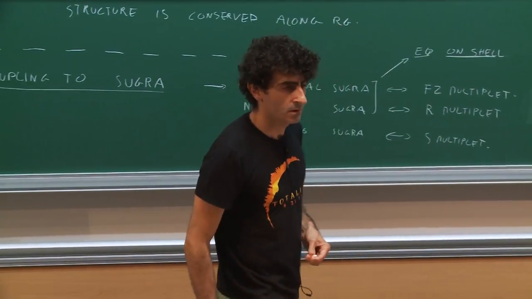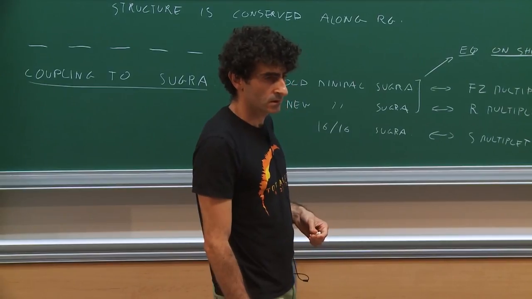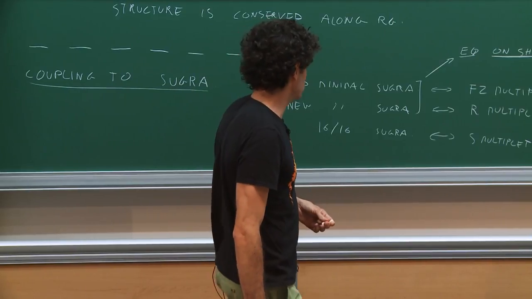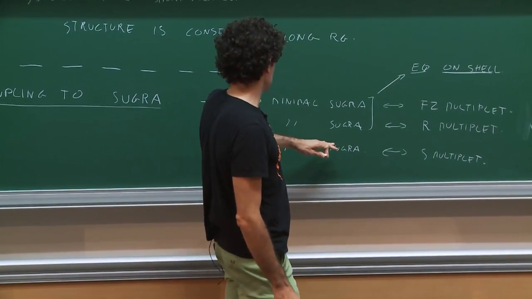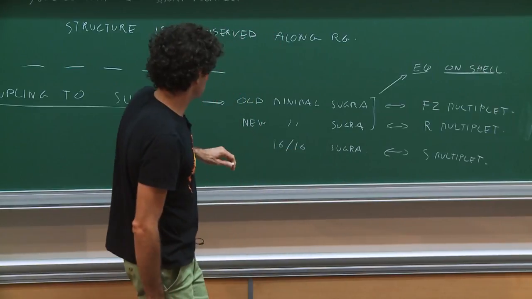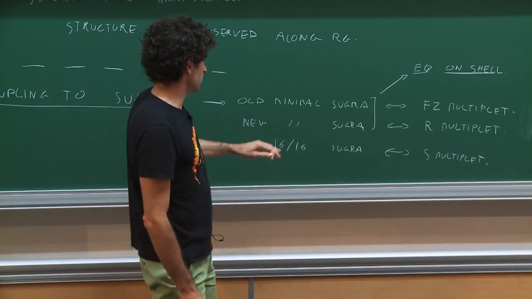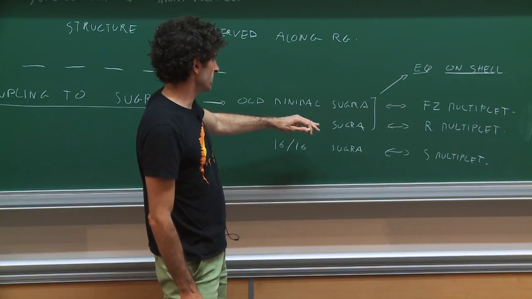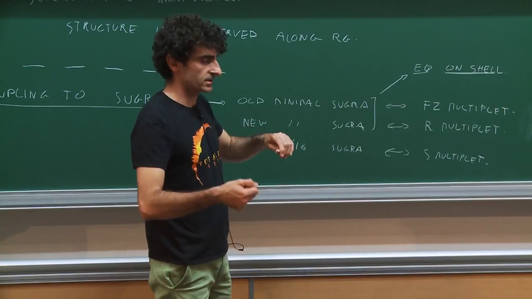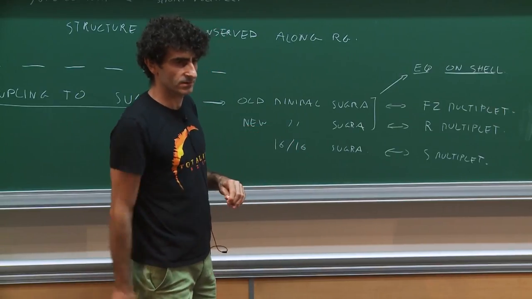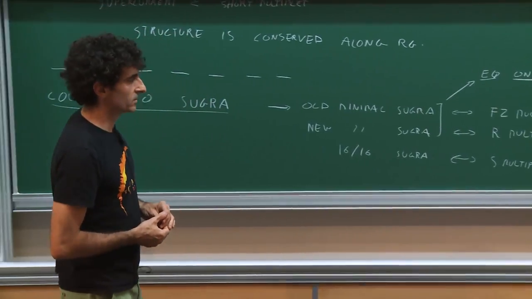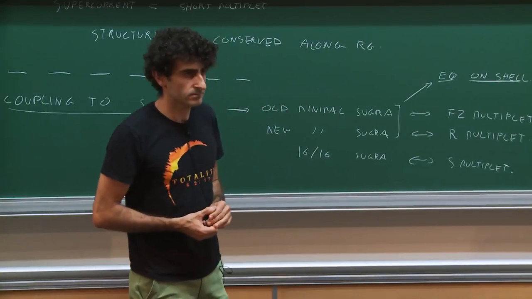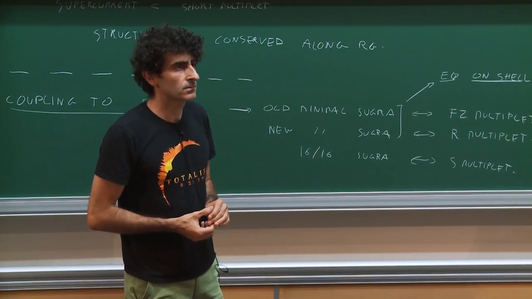But in the 16-16 supergravity, we are not just adding an auxiliary field. One way you can think about the 16-16 supergravity is that you take new minimal supergravity, and then add an extra chiral field that you use as a compensator. So indeed, yes, there is more propagating stuff. So the 16-16 supergravity is not irreducible.